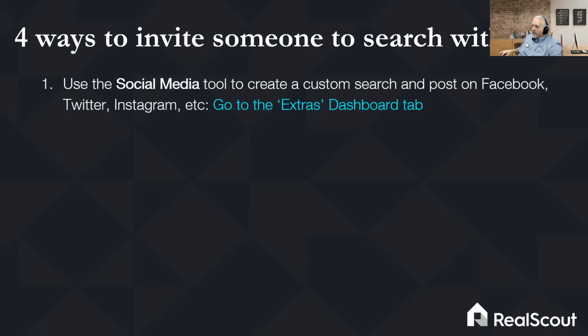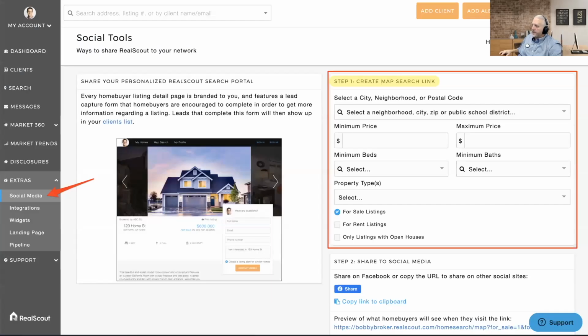And bear with me, for some reason this internet is very slow. So where we're going to go through is the extras tab on the far left toolbar. We're going to go to social media, and pretty much each one of these widgets is kind of in the order that we're going to talk about. So you can go to social media and you can create a map search link that you can then share on your social media for a particular area.